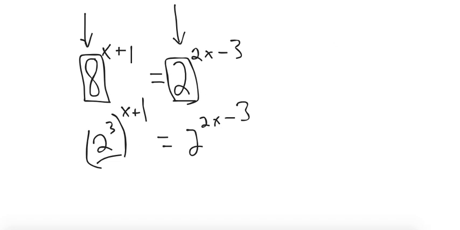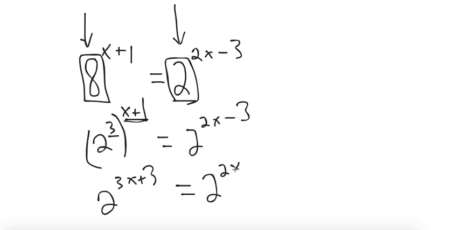Now I have to do a little bit of simplifying. I'm going to do 2 to the third to the power of x plus 1. Now we know in our rules when I have a power of a power like this, I have to multiply. So I'm going to multiply these exponents. So I'm really going to do 3 times x plus 1, which is 3x plus 3. And then that equals the other side, 2 to the power of 2x minus 3.